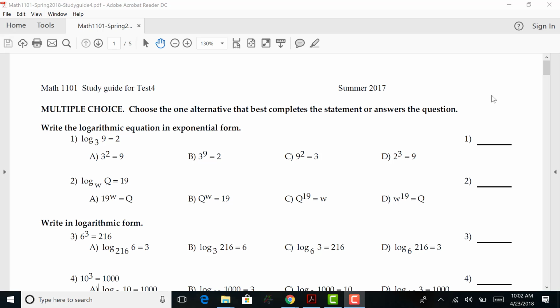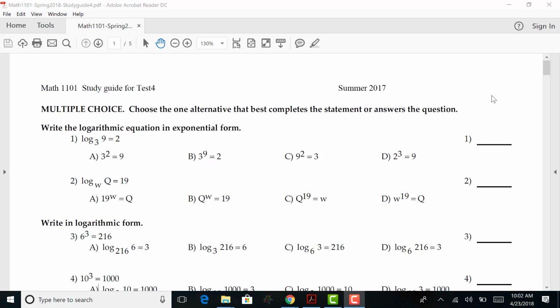Number 2, we're going to do the same thing. It says log base W of Q equals 19. Circle method, put my dot underneath the W, draw your arrow to the 19 and then the Q. Write it in exponential form. What goes in the first box? W. Second box. 19. Equals? Q. Done. D. Easy, right? Yes. Okay.